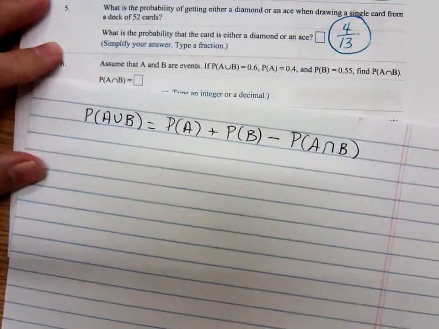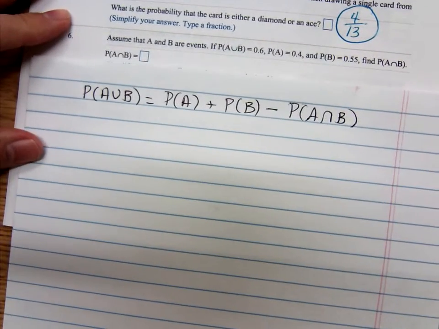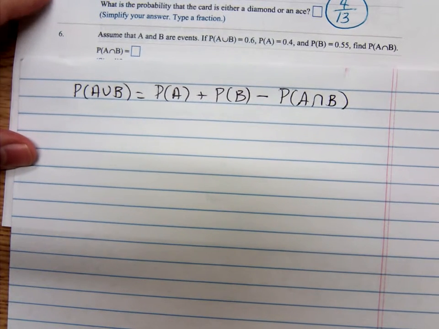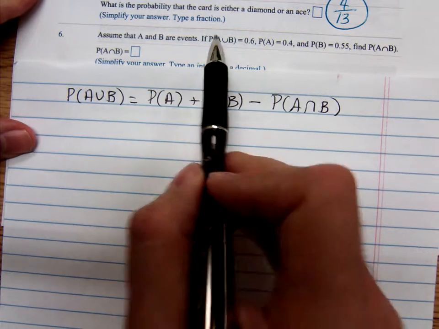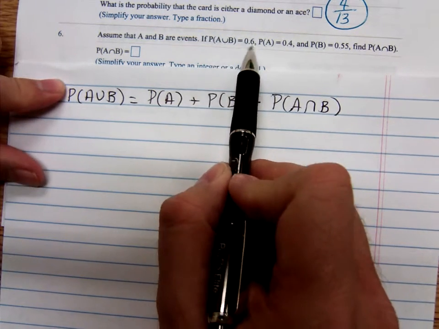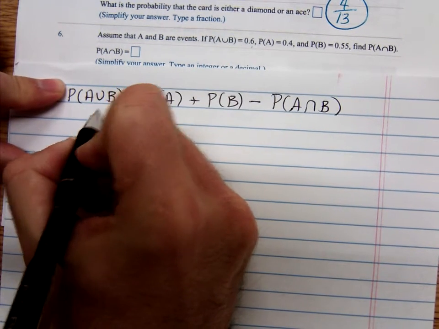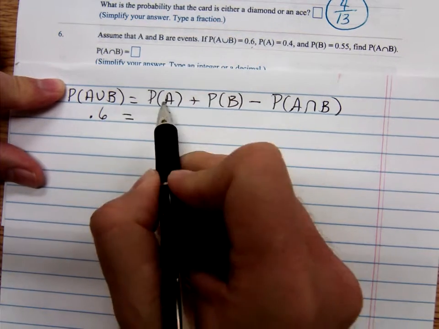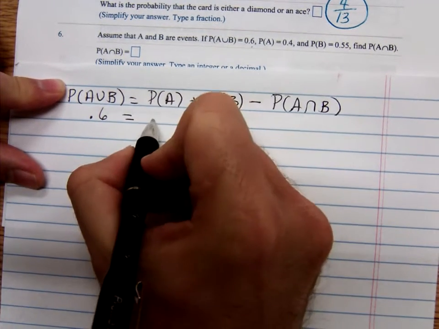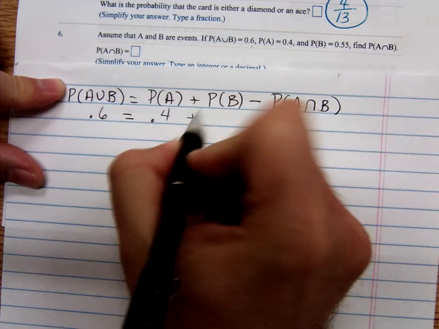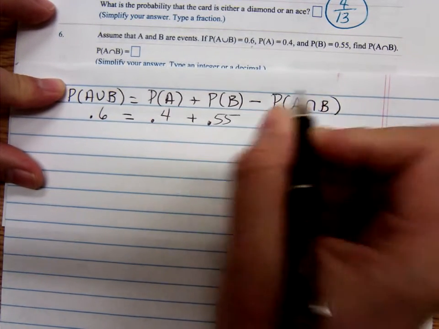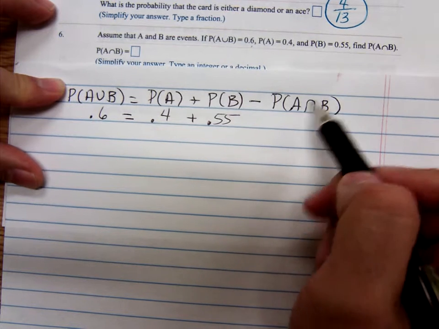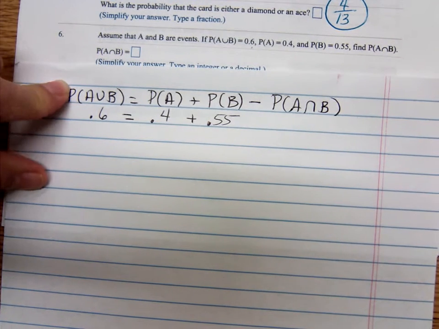6. Let's see. Number 6. Assume that A and B are events. We're told the probability of A union B is 0.6. The probability of A is 0.4. The probability of B is 0.55. We want to find the probability of A intersected with B.